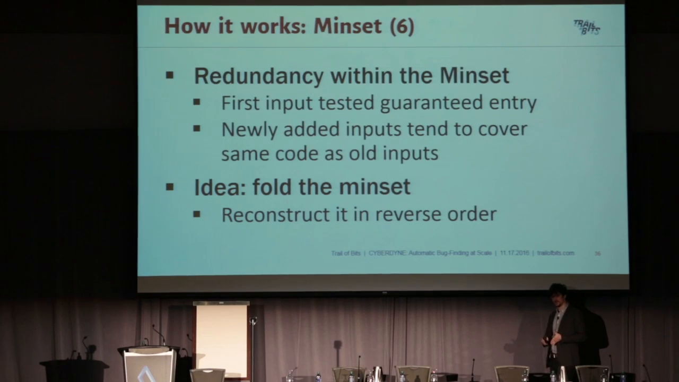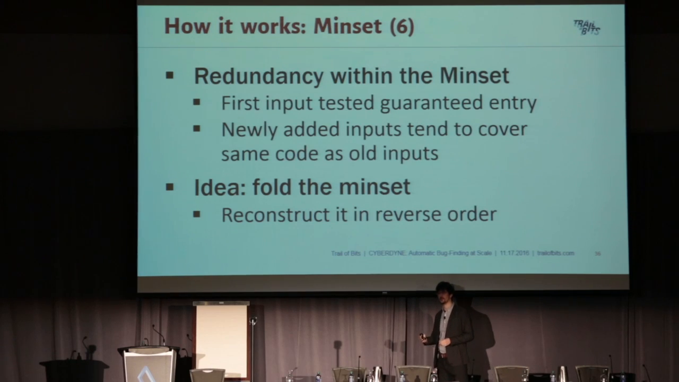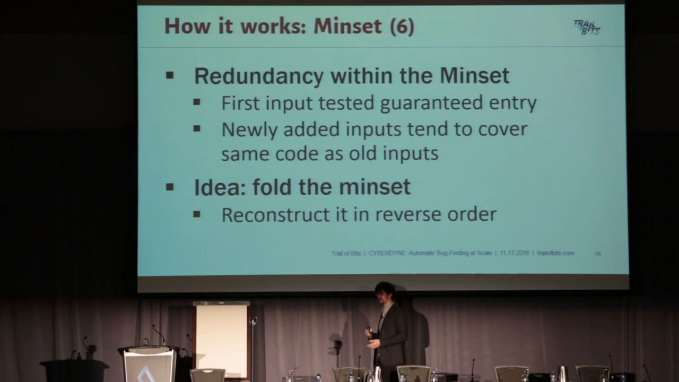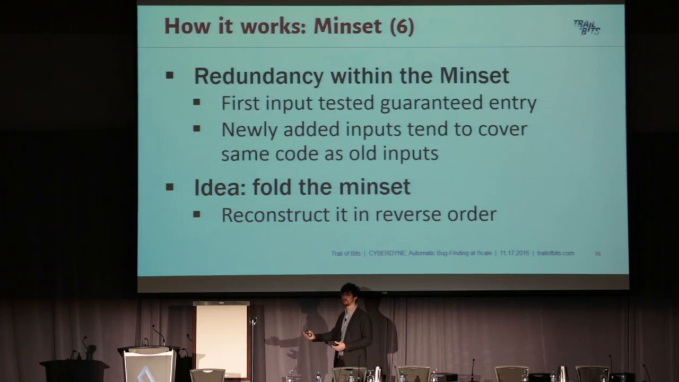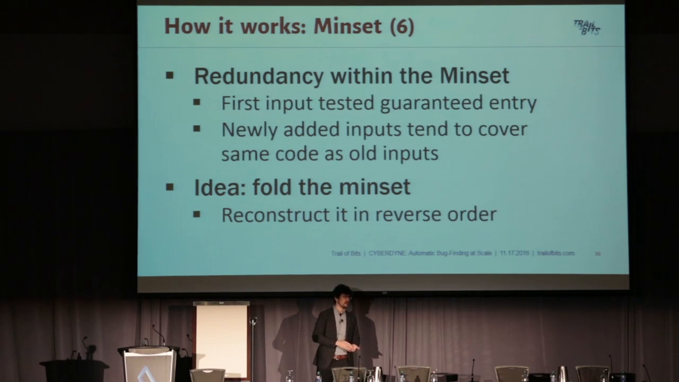So the idea is, we've created this minimal set of inputs that have produced the maximum amount of code coverage. We need to compress it. We need to make it even smaller. We want to remove the redundancy. And I think the simplest way to do this is to fold the Minset over on itself. Let's reconstruct it in reverse order. There are other orders to do it, but reverse is simplest to see.